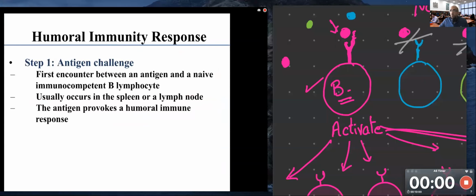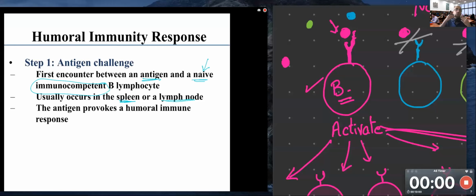We call this first encounter the antigen challenge. This is the first encounter between the antigen and the naive immunocompetent cell. Again, I've got my education. I'm an immunocompetent cell, but I don't have experience. I am a naive cell.